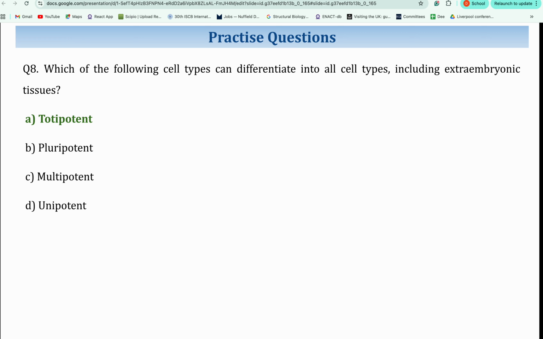Okay, so let's see. The right answer is totipotent, and it's quite straightforward because we have already discussed that totipotent cells are the ones which can give rise to all the cell types including the extra embryonic tissues and the placenta. Whereas pluripotent can give rise to all the cell types but not the extra embryonic tissues. Multipotent is limited towards particular cell types, and then comes unipotent, which has the ability to self renew, but can only give rise to one particular cell type. Whereas multipotent can give rise to one particular cell lineage.